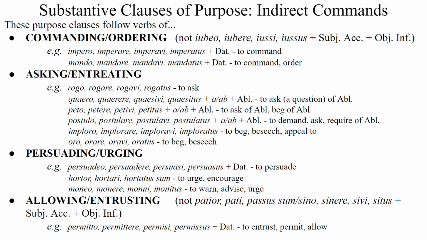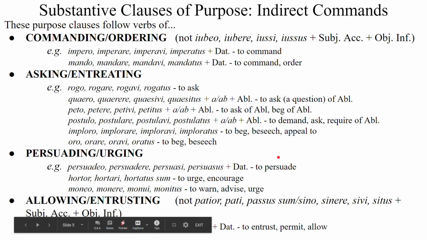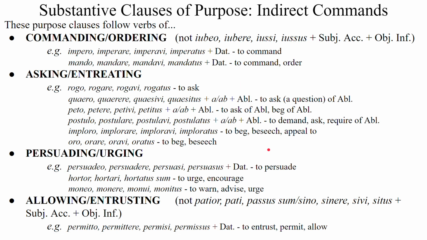Verbs of allowing or entrusting, like permitto, permittere, permisi, permissus, which takes the dative, to entrust something to a dative. Notably, patior, pati, passus sum, which means to endure, to allow, to suffer, to allow. And sino, sinere, sivi, situs, those both will take a subject accusative and an objective infinitive, like iubeo. They will not take an ut or a ne subjunctive indirect command. They will not take a substantive clause of purpose.